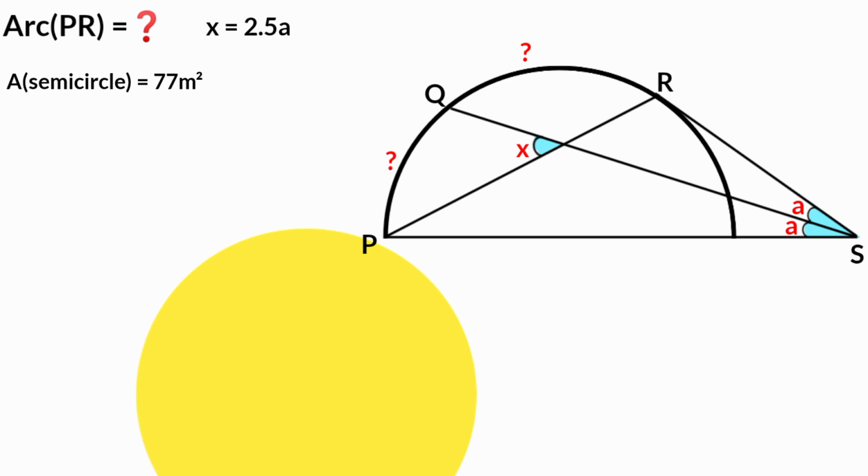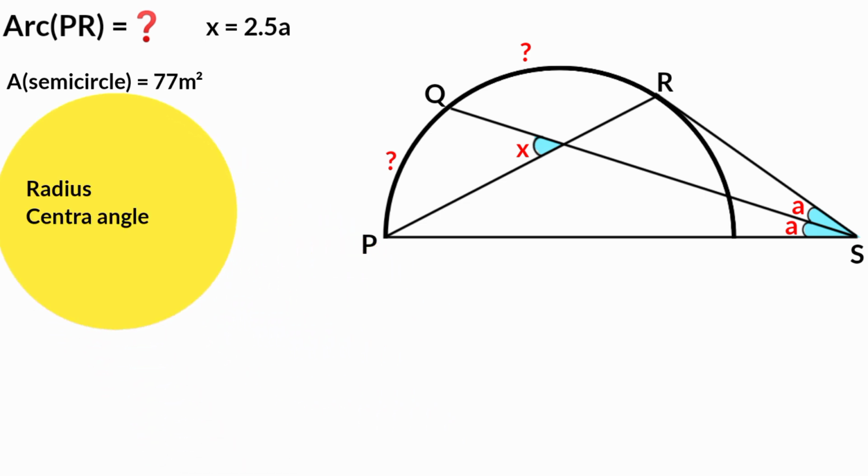Well, calculating the length of an arc is actually very easy. The length of an arc is completely dependent on the radius of the circle and the angle the arc subtends to the center and some other constants. We have to know the radius and the central angle of the arc.